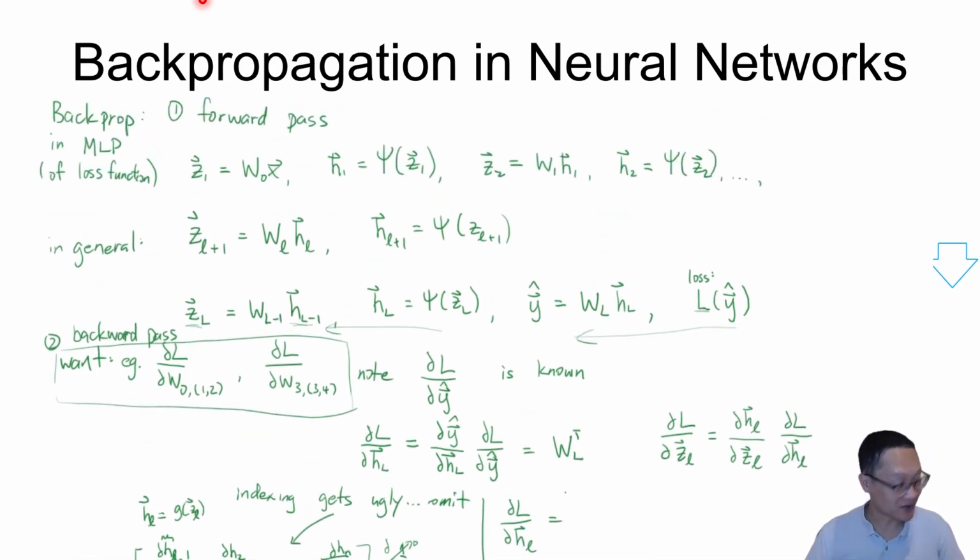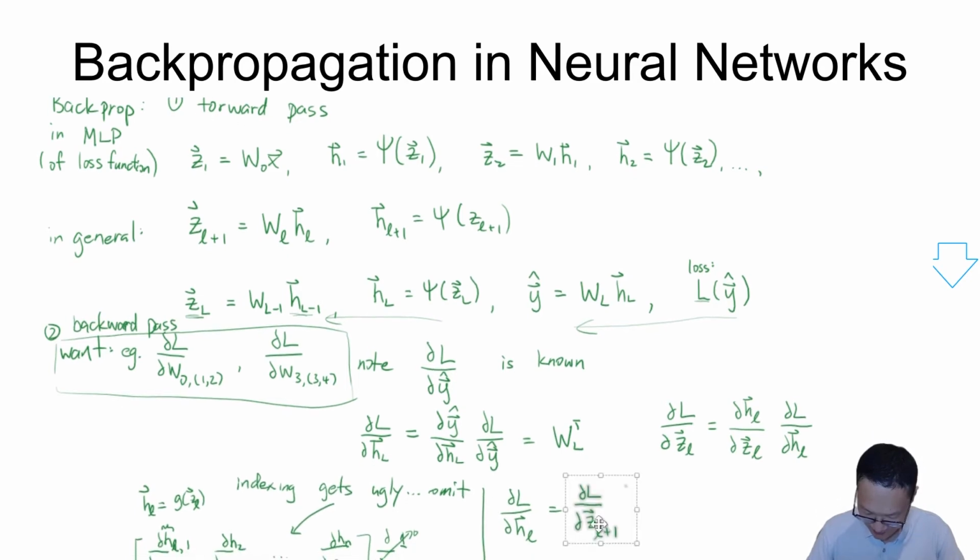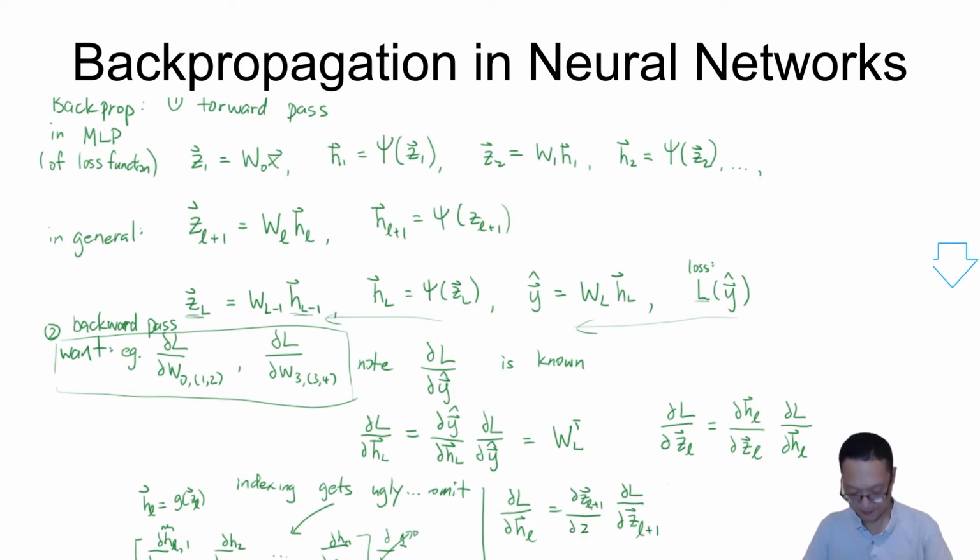So just make sure you can see. We're going to go partial L, partial the next Z, look at the index. This is L, this is L minus 1 here, right? So this is really in general Z L plus 1. And then for the chain rule, we have to do it in the right order in multivariables. So this actually goes second. The order matters. And then we have partial ZL plus 1 over partial HL.